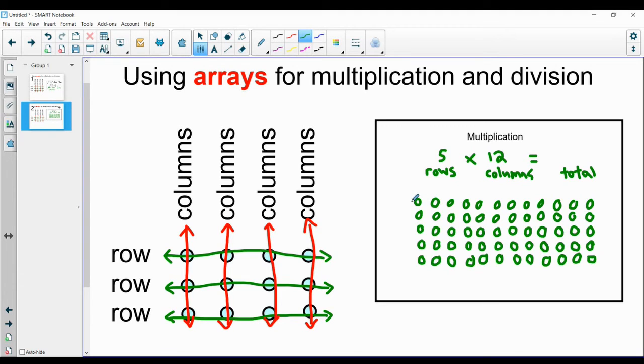So now that I have 5 rows and 12 columns, I'm just going to double check that this is indeed 12 columns. 1, 2, 3, 4, 5, 6, 7, 8, 9, 10, 11, 12. I can count up how much I have in total. 5, 10, 15, 20, 25, 30, 35, 40, 45, 50, 55, 60. I have 60 in total. So 5 rows times 12 columns is equal to 60 in total.